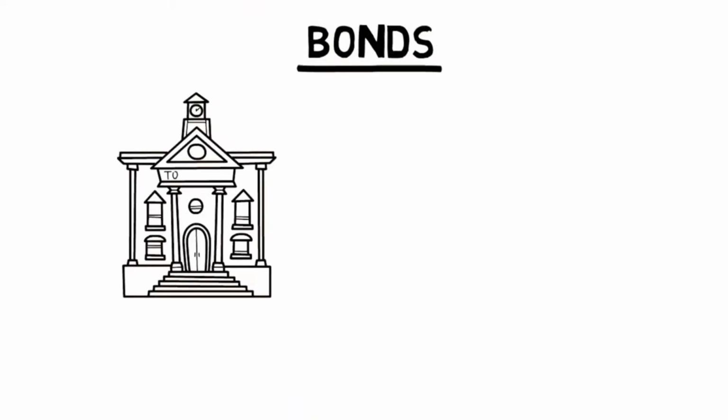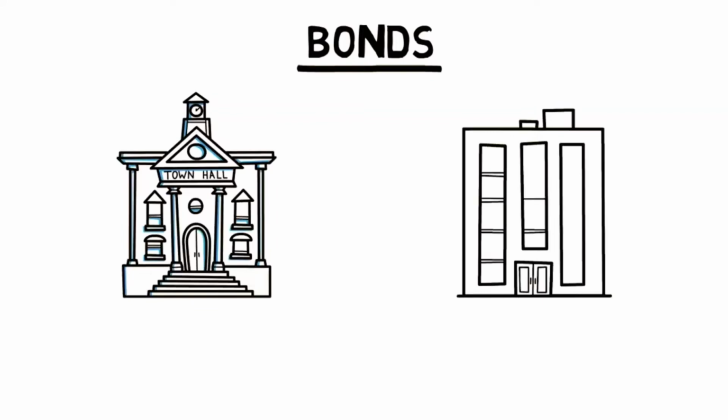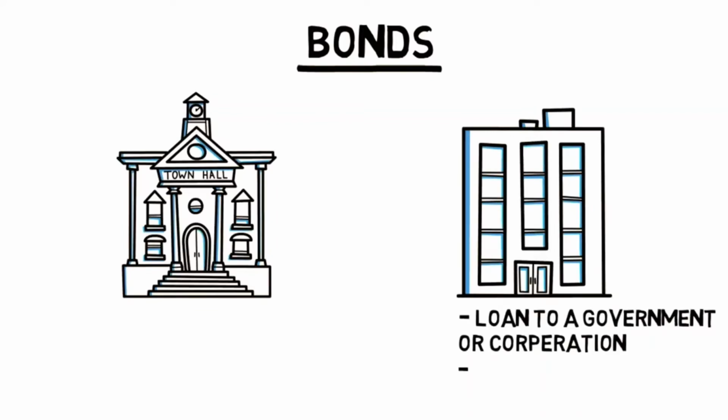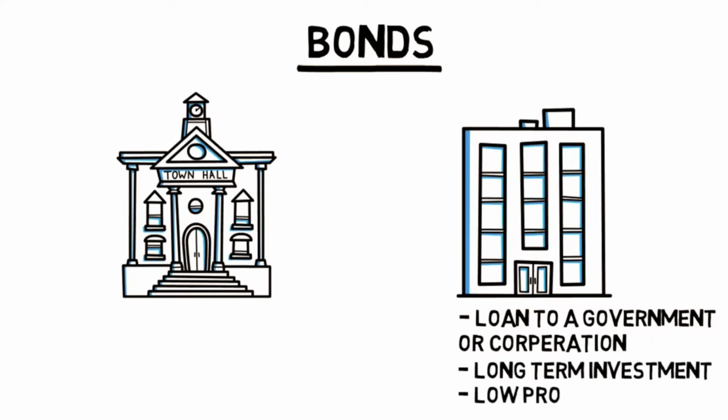For now, let's talk about bonds. A bond is a debt security given out by either a government or corporation. What that means is you are essentially loaning money to a government or corporation with the promise of having that money paid back in a set amount of time with a set interest rate. Bonds are usually long-term investments of up to 30 years with low percentages of profit. They are usually locked in for a specific period of time and can't be taken out early.